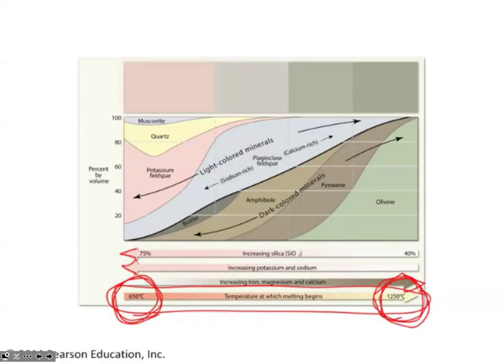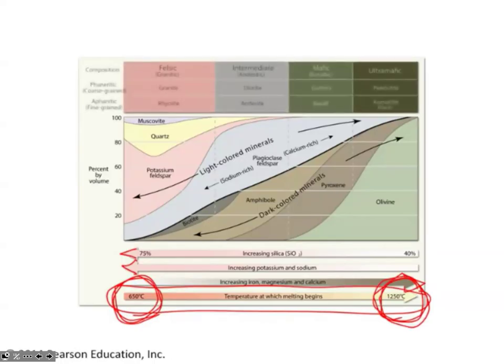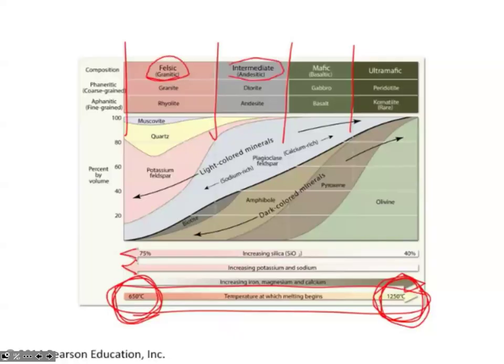The last part of the diagram that we haven't looked at yet is up at the top, and this basically takes all this complication and simplifies it. We divide igneous compositions up into 4 major categories, and those 4 major categories are felsic, intermediate, mafic, and ultramafic. When your professor or your lab instructor asks you what composition an igneous rock is, they're asking you for one of these 4 choices. Is it felsic, intermediate, mafic, or ultramafic?